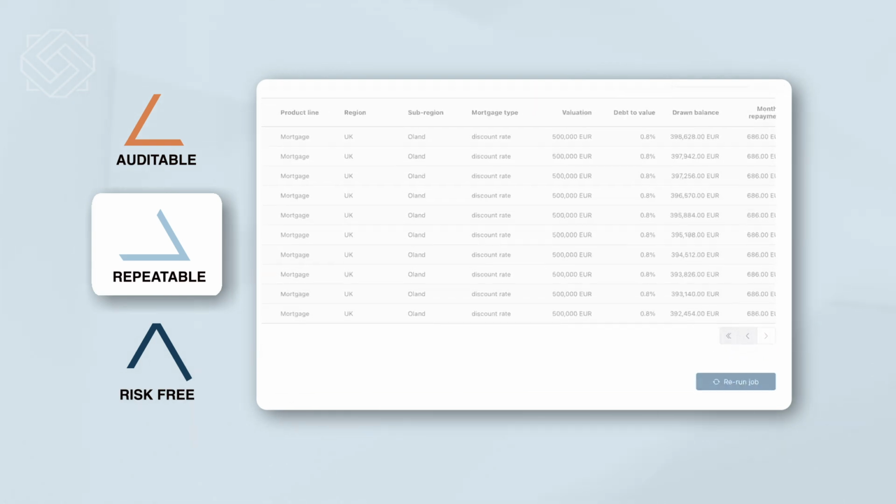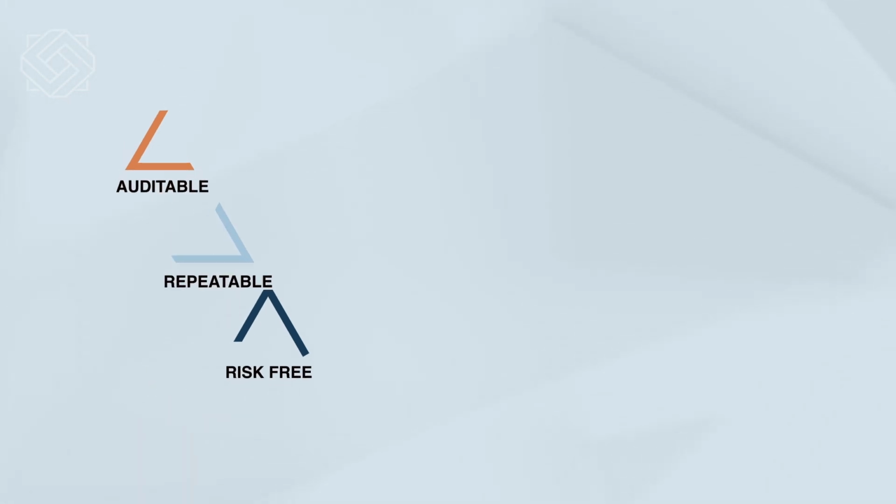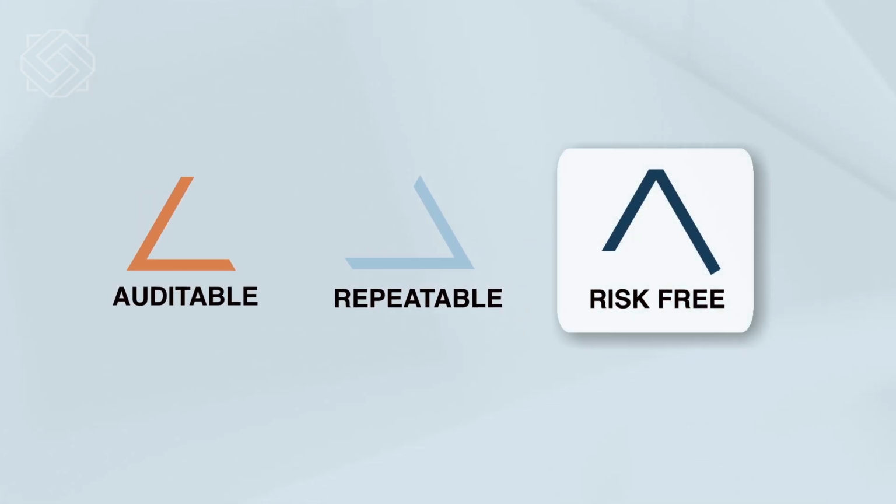The implications for change risk are profound, because every version of every model and data set are permanently available, and any job can be rerun in full with just a couple of clicks. Model developers and model users can self-serve with confidence. Change risk has been eliminated.